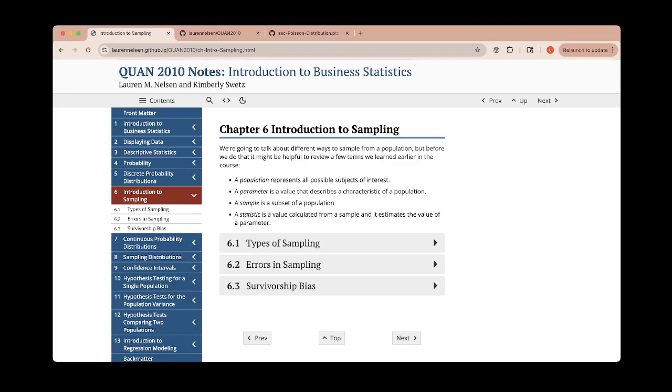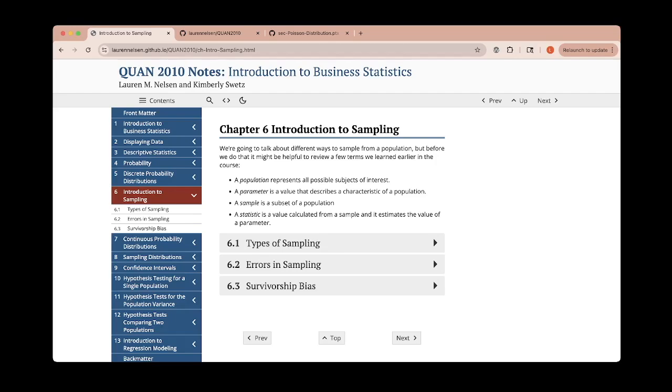So we've talked about discrete probability distributions, but before we get into continuous probability distributions, we're going to pause and talk a little bit about sampling. We touched on sampling earlier in the course, but now we're going to spend a little bit more time on it because we're going to be talking about samples for the rest of the class. And so it makes sense to talk about what is a good sample, what are different types of sampling, what if I have errors in my sampling, all relevant things.